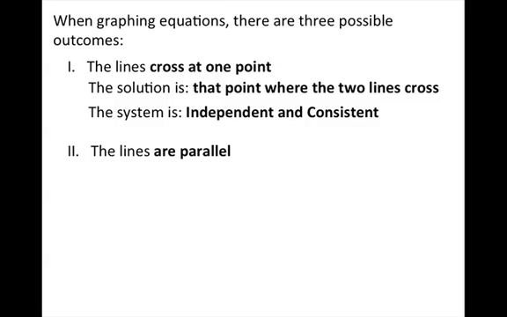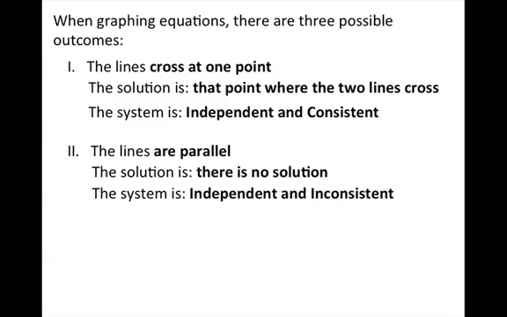Next, the two lines could be parallel. Well, if the solution is where the two lines cross, and we know that parallel lines will never cross, the solution here is no solution. Whenever your system consists of parallel lines and the answer is no solution, write out the phrase no solution. This system is independent and inconsistent.